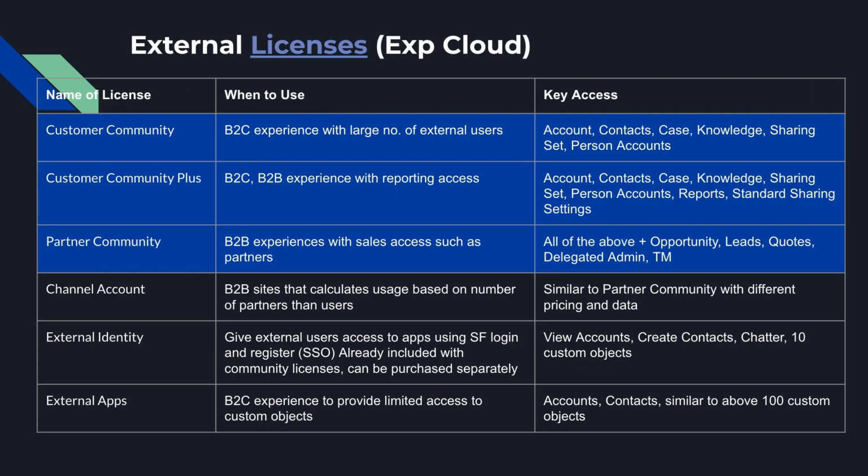Now let's talk about external licenses. We already talked that external licenses are for people or businesses that you do business with. It can be B2C or B2B. So the top three are Customer Community, Customer Community Plus, and Partner Community. Let's get into the differences between those three.